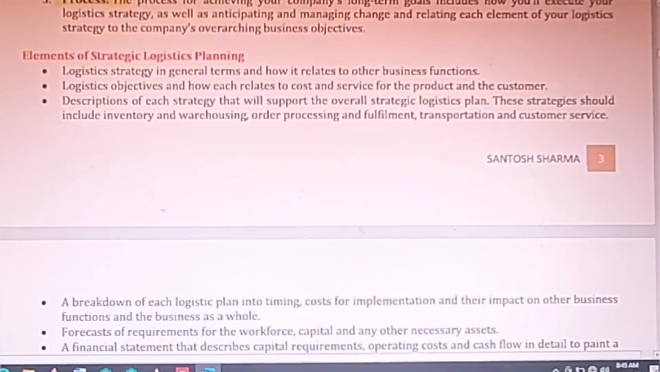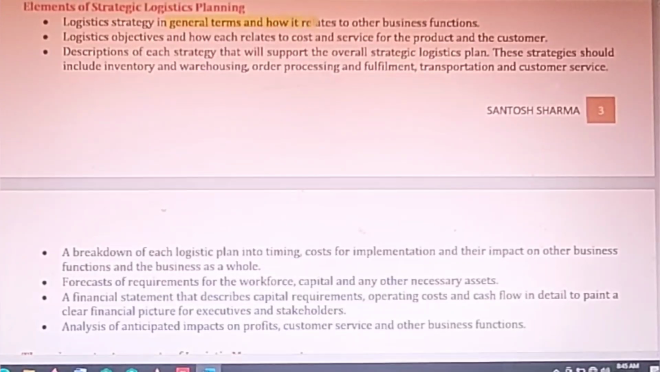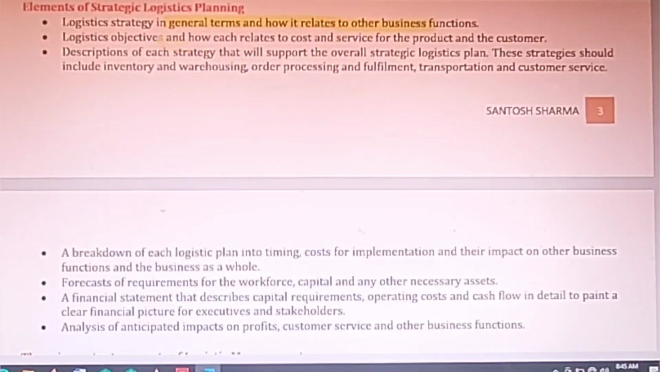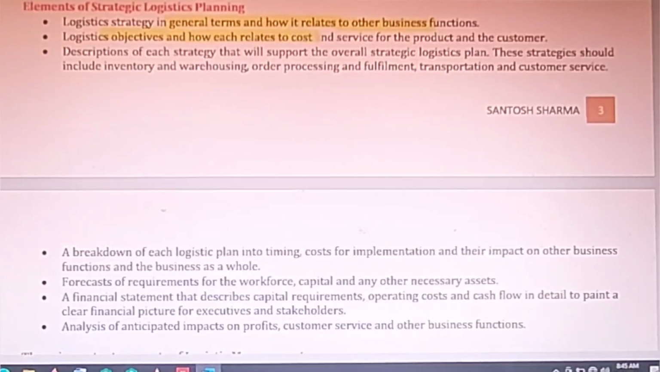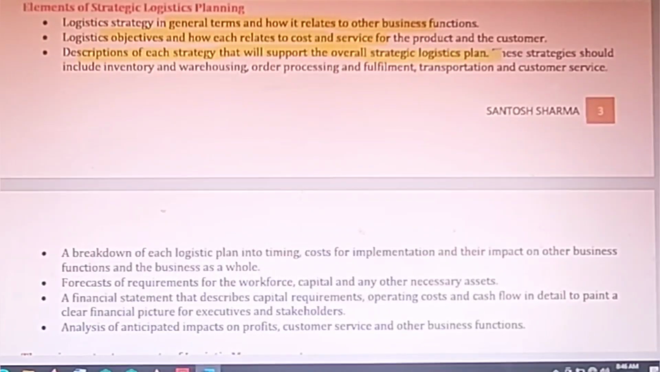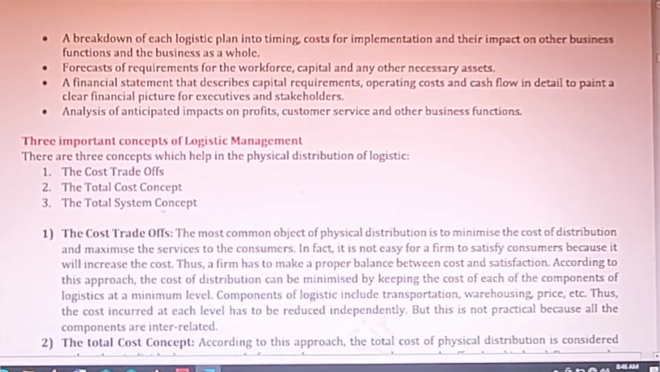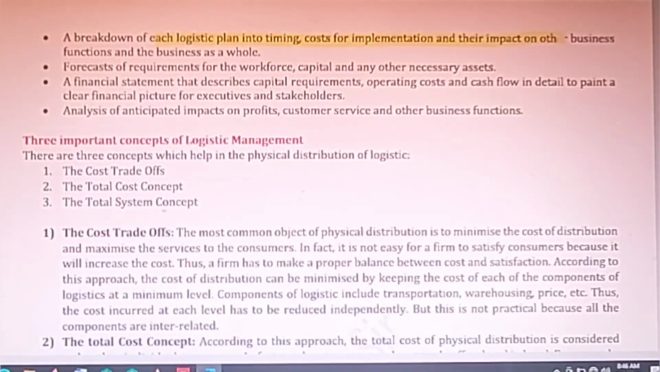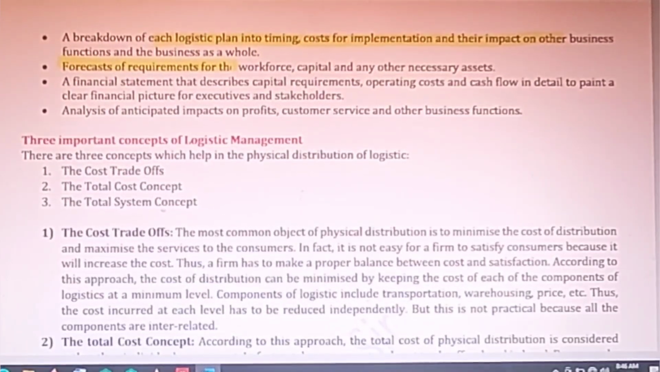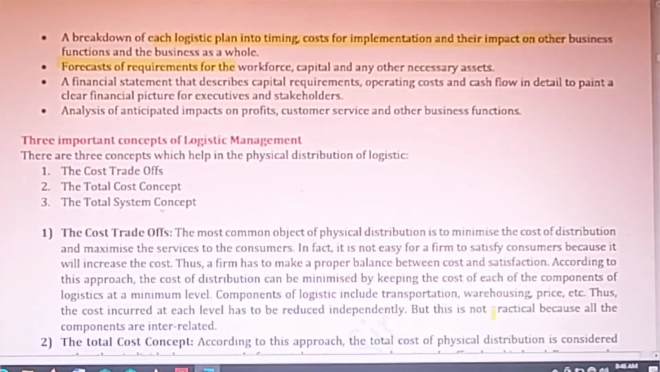Then elements of strategic logistic planning, some elements are there, like general terms and how to relate the business activities. Then what are the objectives of the firm and how it relates to cost and services. Then description of each strategy that will support the overall development of the strategic plan, and a breakdown of each logistic planning into timing, cost, and implementation of the order. Then forecast the demand of the workforce, capital, and any other assets. So these are all elements or parts of strategic planning.